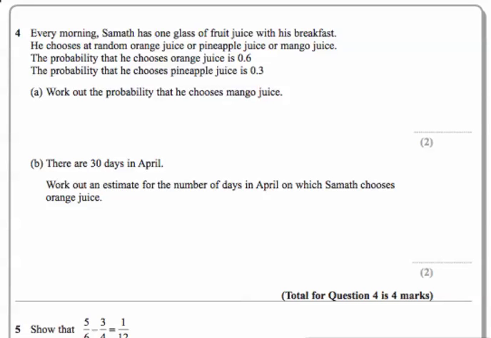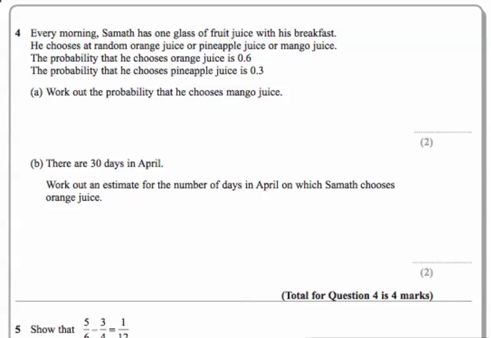Okay, question 4. Every morning, Samuth has one glass of fruit juice with his breakfast. He chooses at random orange juice or pineapple juice or mango juice. The probability that he chooses orange juice is 0.6. The probability that he chooses pineapple juice is 0.3. Work out the probability that he chooses mango juice.